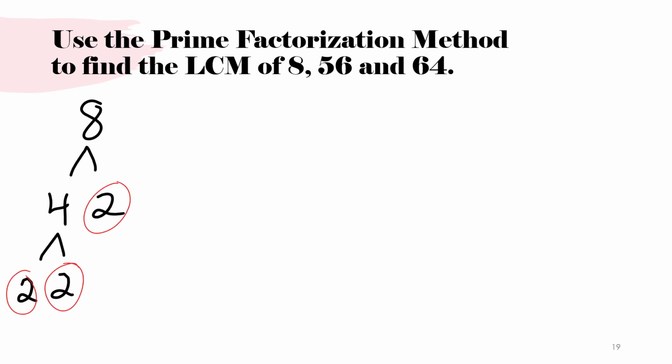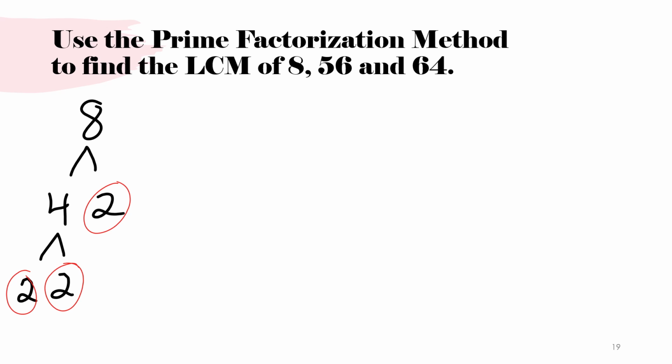Let's use the prime factorization method to find the least common multiple of 8, 56, and 64. We're going to start by finding the prime factorization of all of the numbers. 8 can be broken down into 4 times 2, and 4 can be broken down further into 2 times 2. So now we've got 8 broken up into the product of primes. It's 2 times 2 times 2.